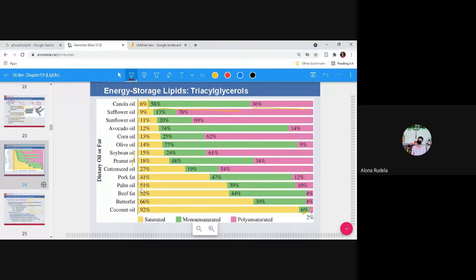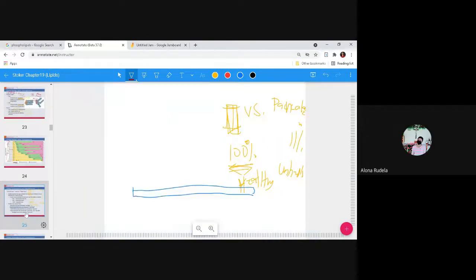Olive oil, ma'am. Who else? Coconut oil, avocado, the healthiest. Canola. Coconut oil. Class, coconut oil is 92% saturated. When we say saturated, is it good fat or bad fat? Bad fat, ma'am.